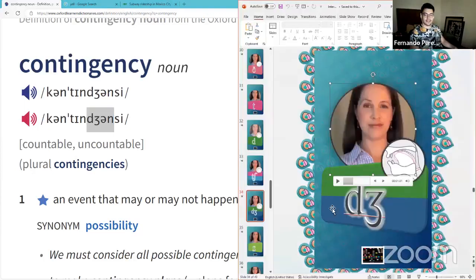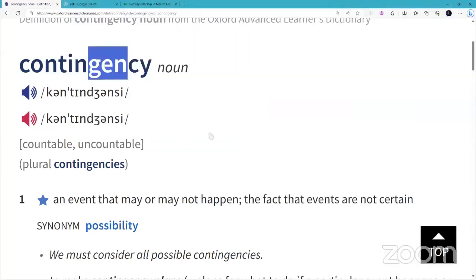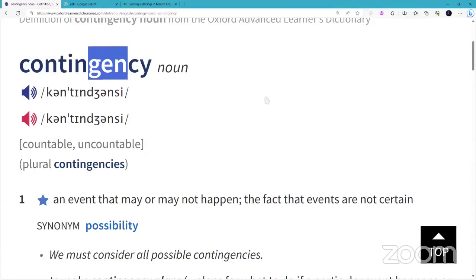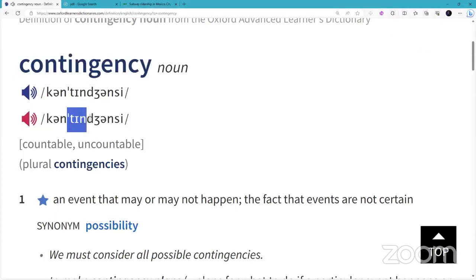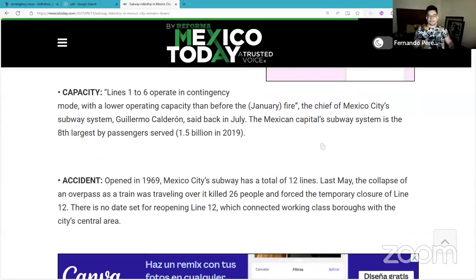Let's go again. I need to write my other sounds. Okay. Contingency. Excellent. Stress in the second syllable. Contingency. Contingency. Excellent. Complete.